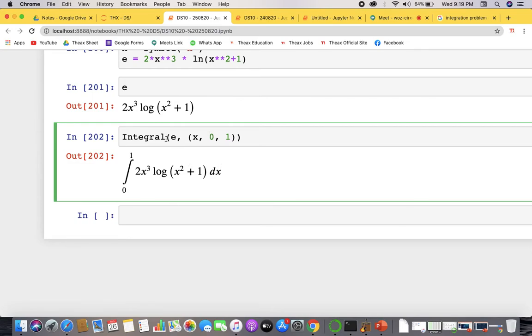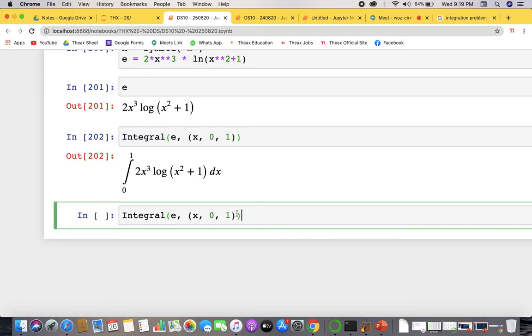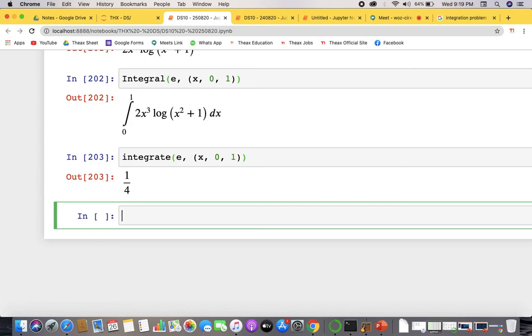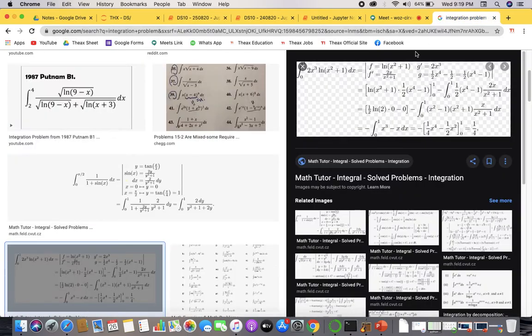Now, well, we'll have to integrate this, right? And 1/4. How many steps we skipped? One, two, three, four, five, almost 5 to 6 steps. Yeah, and we got the answers.